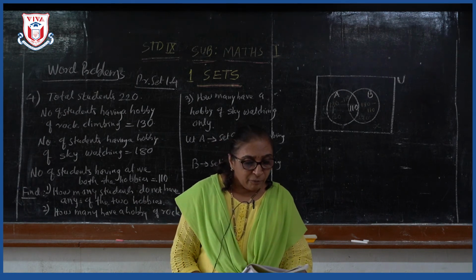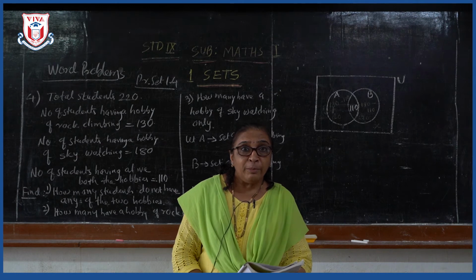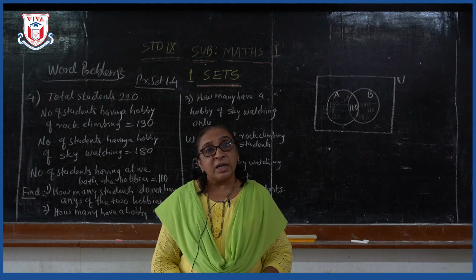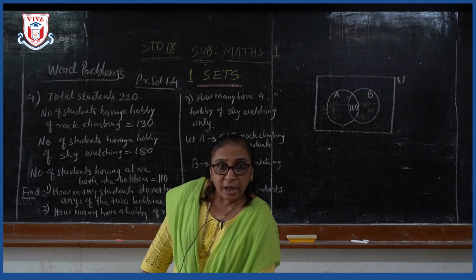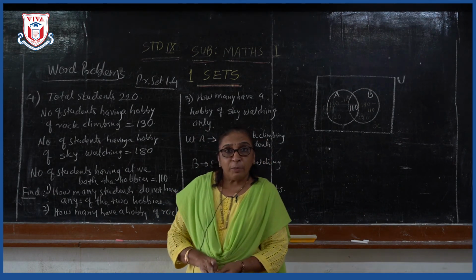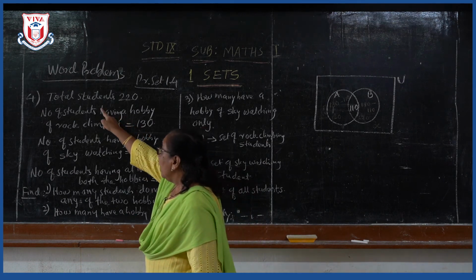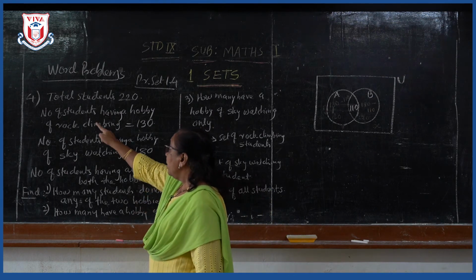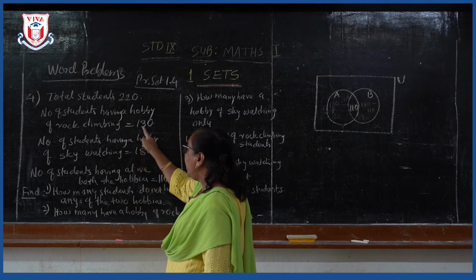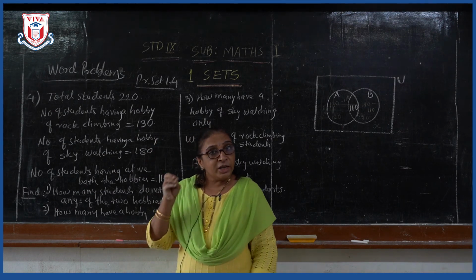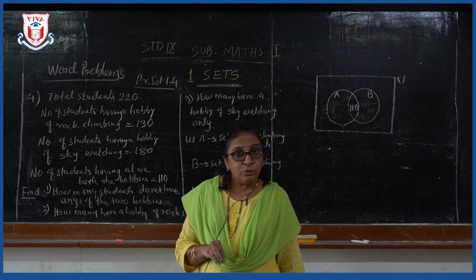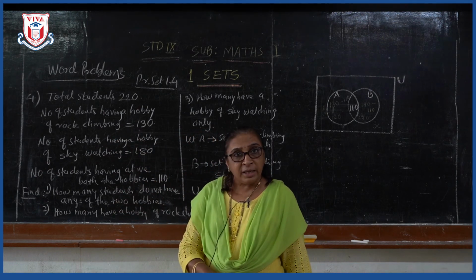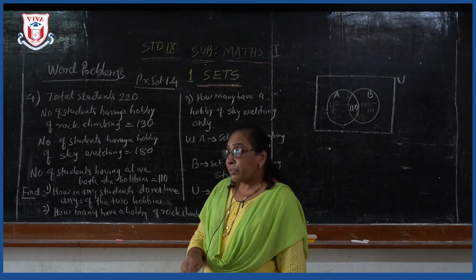How many of them follow the hobby of rock climbing only, and how many students follow the hobby of sky watching only? Now children, in this problem, if you see, the total number of students is 220 and the number of students having the hobby of rock climbing is 130, and in the question it is given how many students are having the hobby of rock climbing only. So try to understand the meaning.